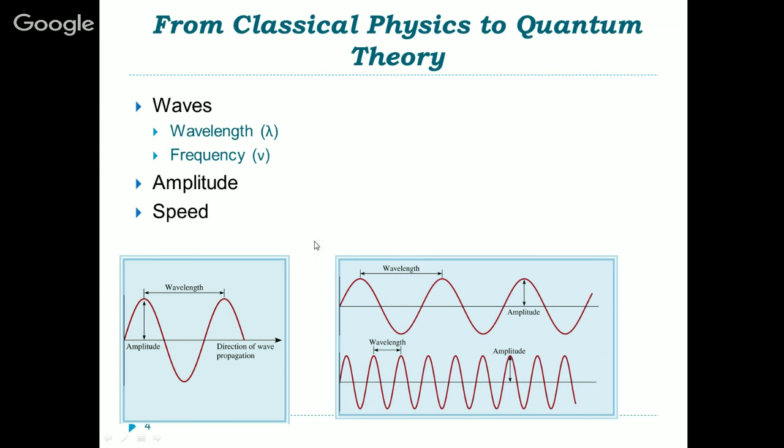And all electromagnetic radiation has to travel at the same speed, which is the speed of light. So wavelength measures distance. Frequency is actually a measurement of inverse time. We measure this in hertz, or inverse seconds, which is seconds to the -1.